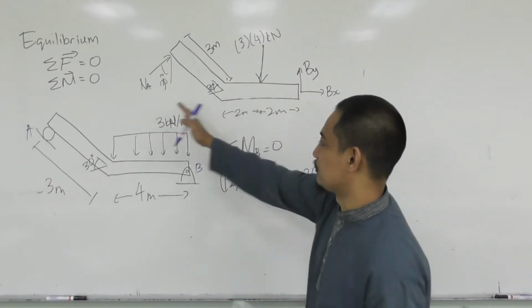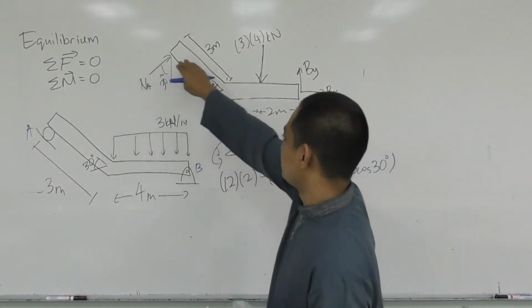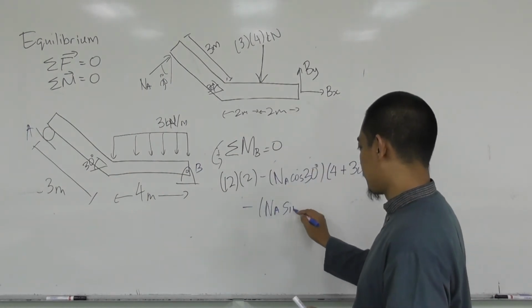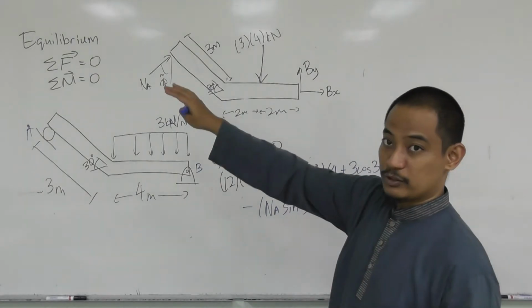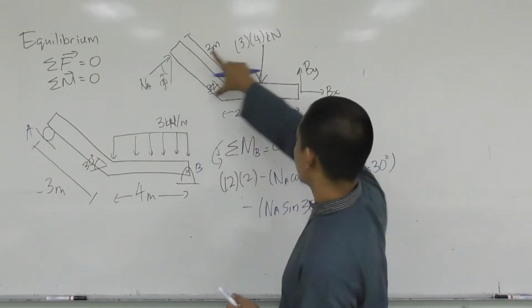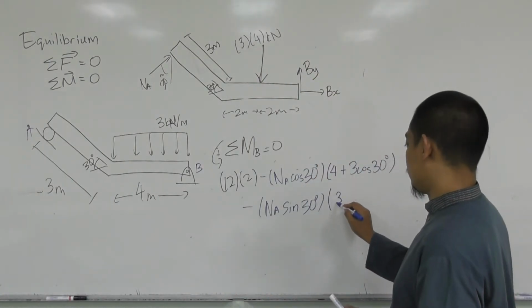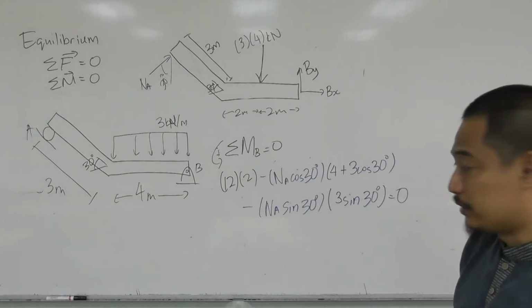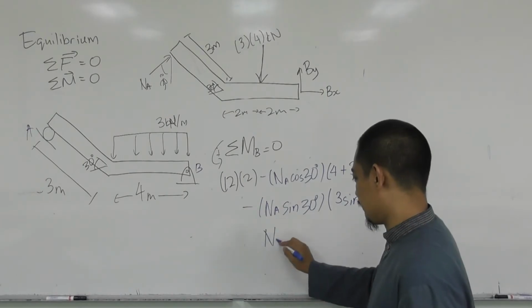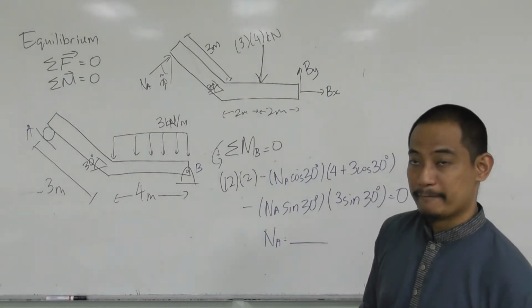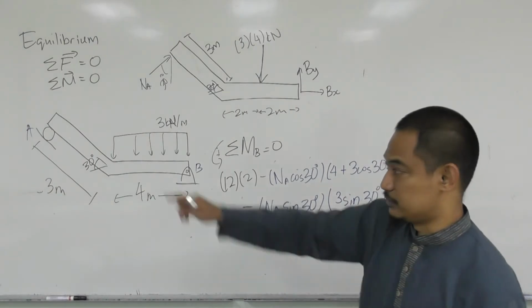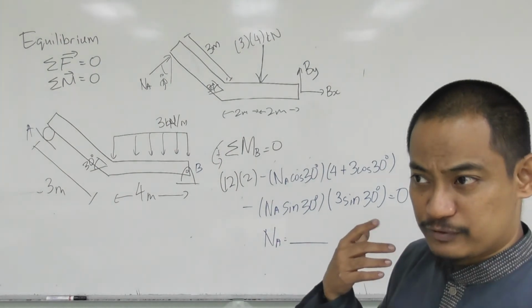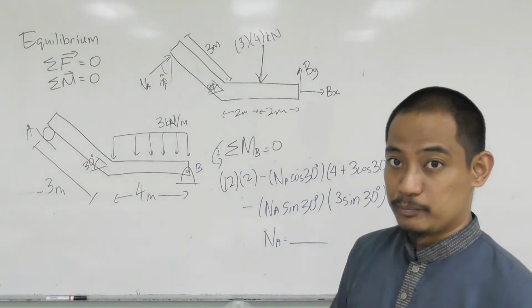Because the distance is this total, and then the horizontal force is still clockwise, so minus NA sine 30 degrees. That is the horizontal force. The distance will be just this one, so it will be 3 sine 30 degrees, and the whole thing should be equal to 0. From this, you can straightforwardly calculate NA, and hence you have already solved for NA. Hopefully that is clear. If something is not clear, please do draw what you need to draw.